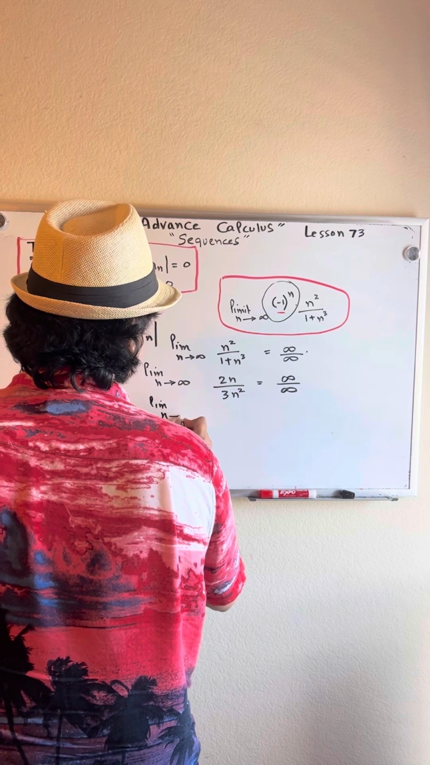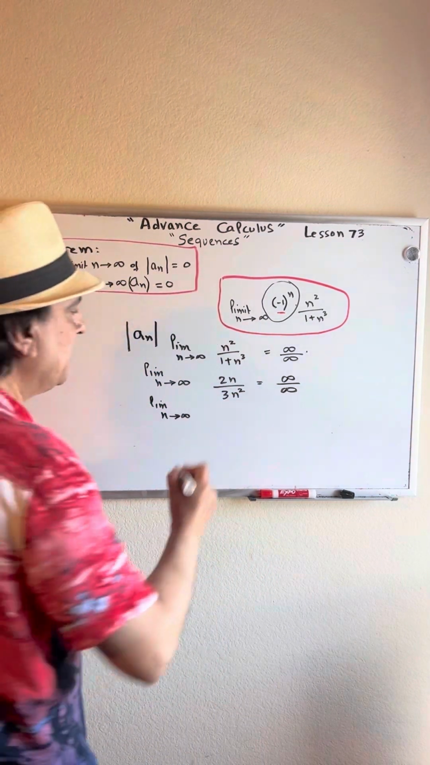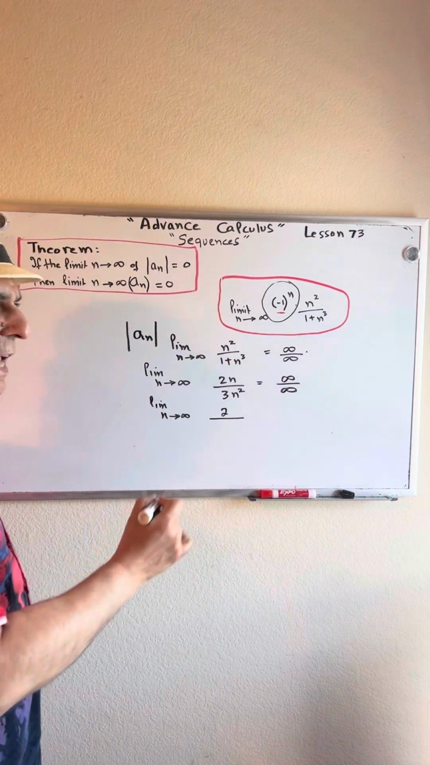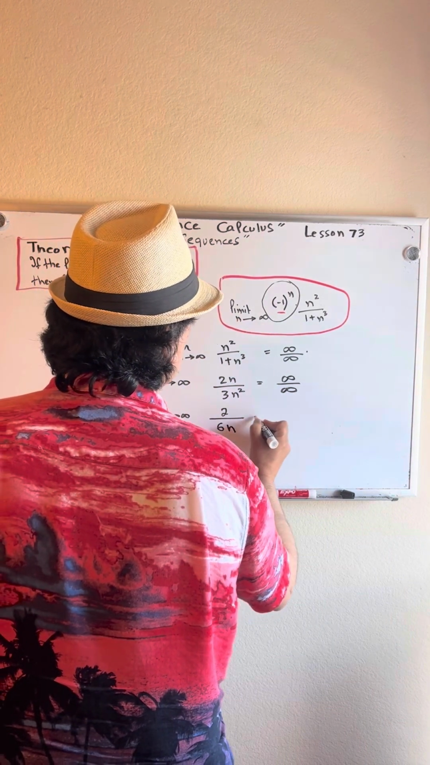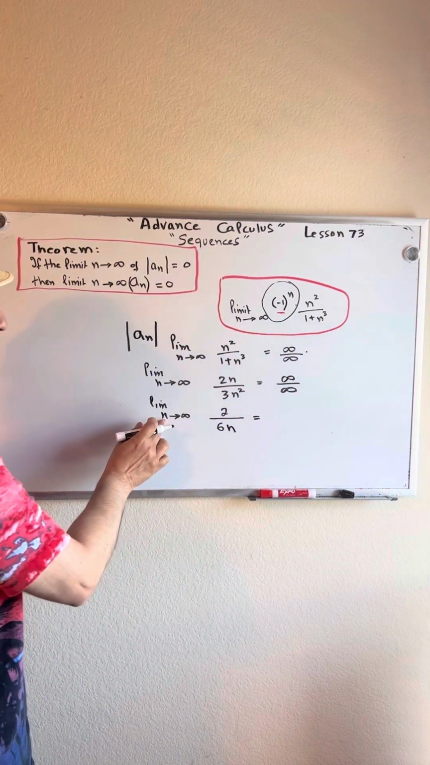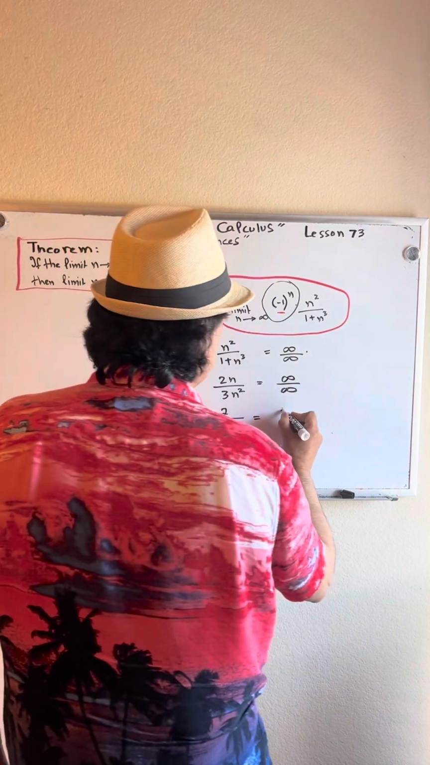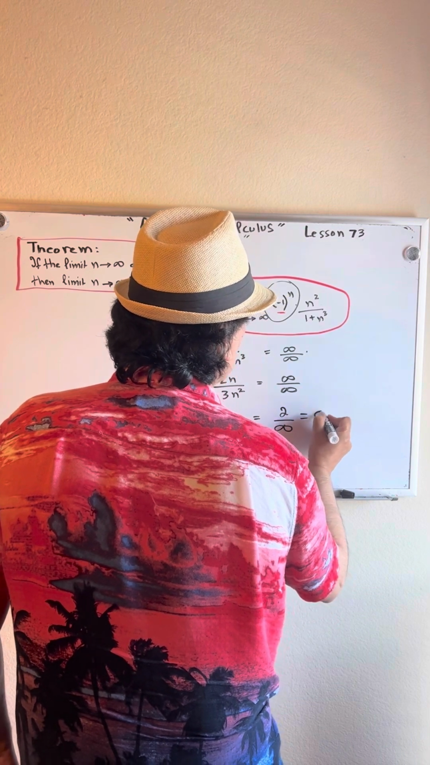Limit as n goes to infinity. I take the derivative of 2n, I get 2. I take the derivative of 3n raised to the power 2, I get 6n. So let's go ahead and plug in the value of n, which is infinity. Then I get 2 over infinity, which is equal to 0.